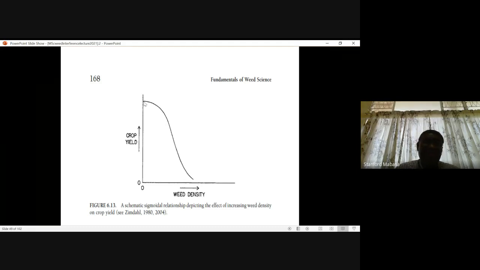If you look at this curve, it's not a straight line. It's like an S. You know, it's curved at the beginning, then it's like straight, then it's again curved at the end. This kind of a curve, we call it a sigmoidal curve. And it was proposed by Zimbabwe here in 1980.